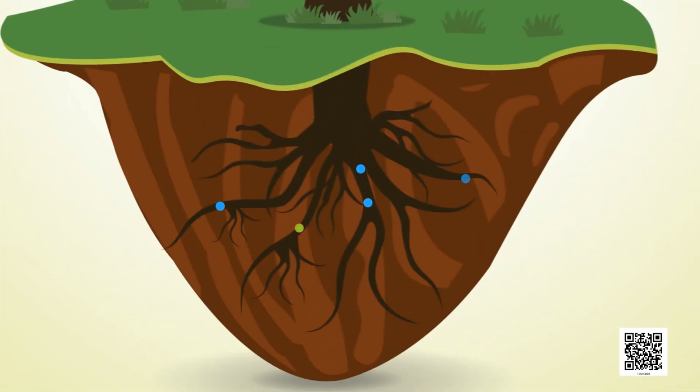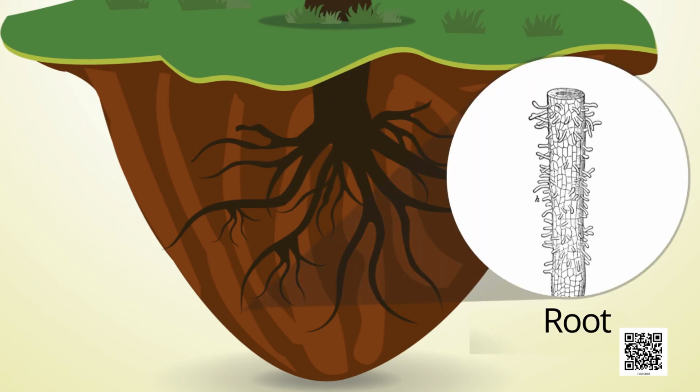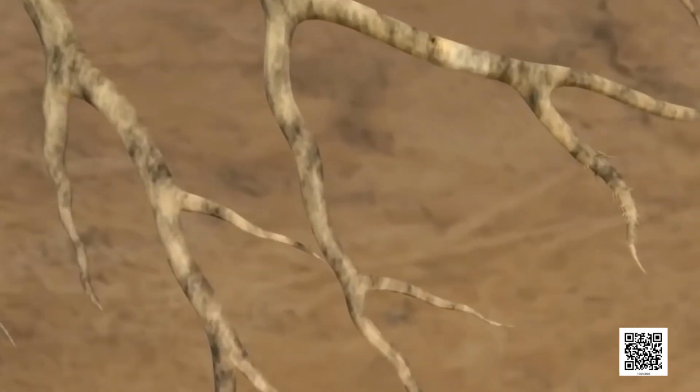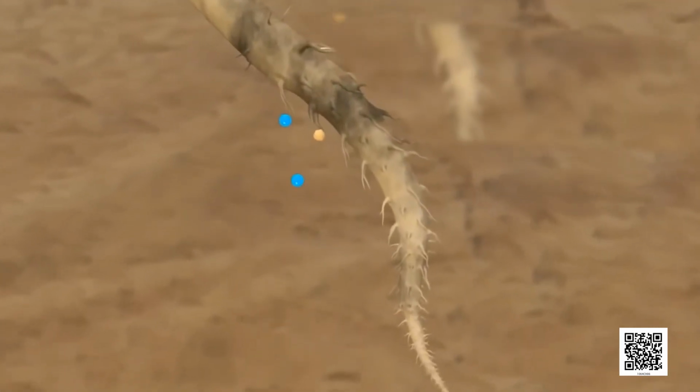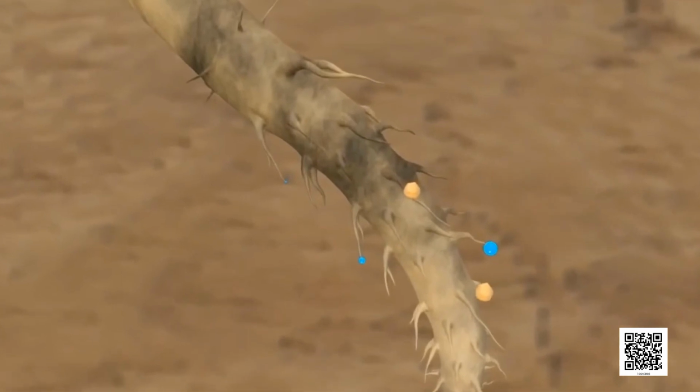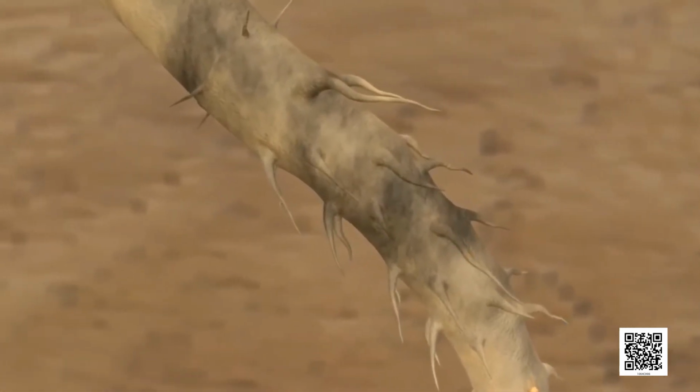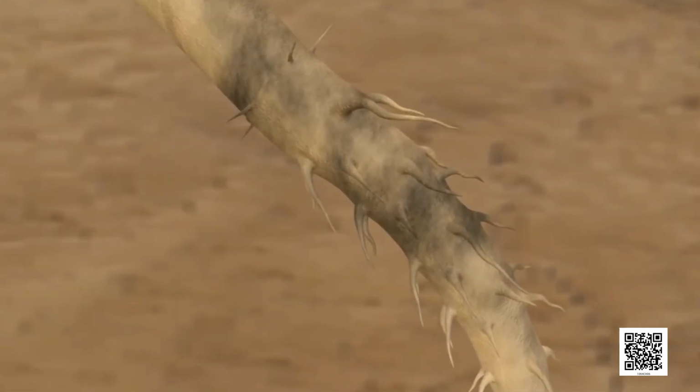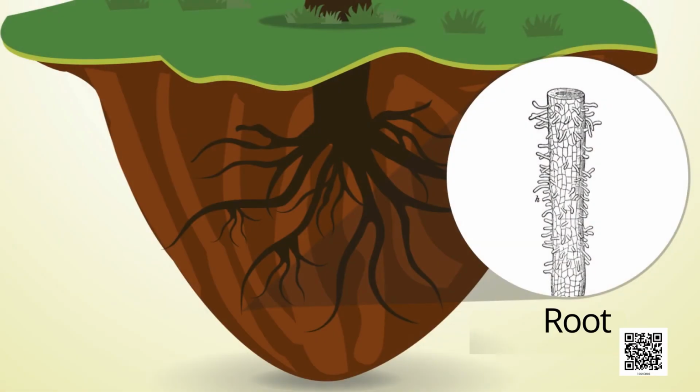Plants absorb water and minerals by the roots. The roots have root hair. The root hair increases the surface area of the root for the absorption of water and mineral nutrients dissolved in water. The root hair is in contact with the water present between the soil particles.